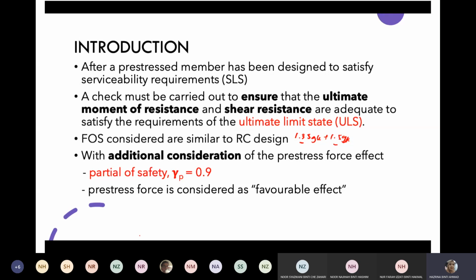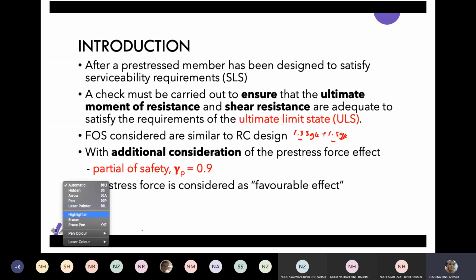So saya change sekejap, saya change the color of the pen. Mana pula? Okay, pen color. Okay, so I change it to blue lah.